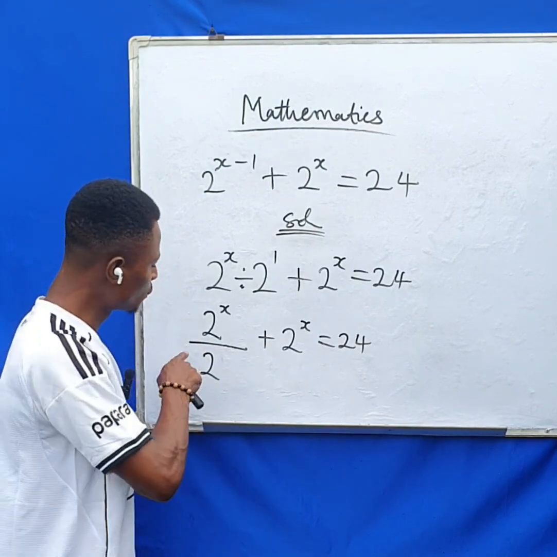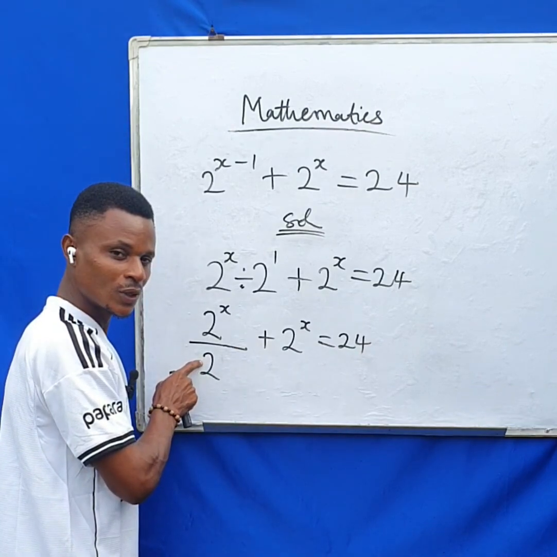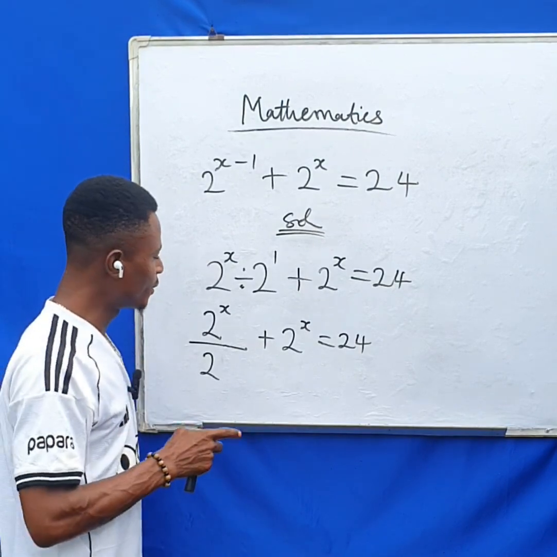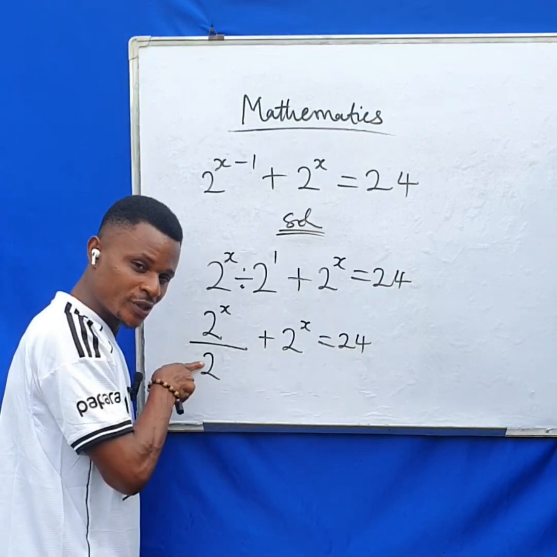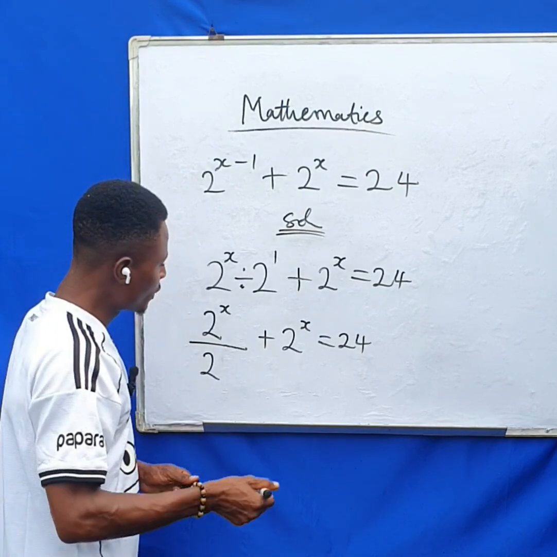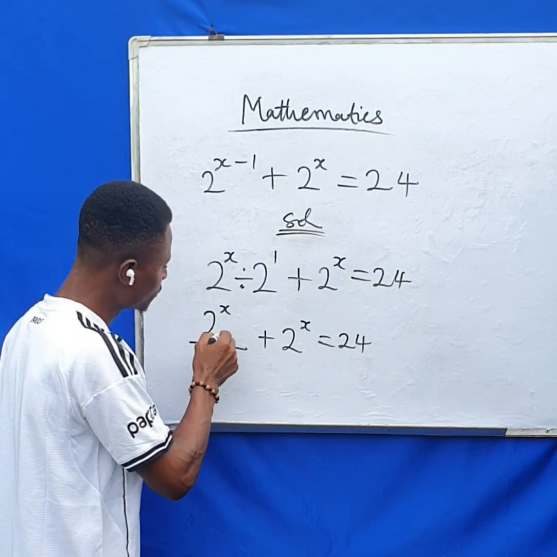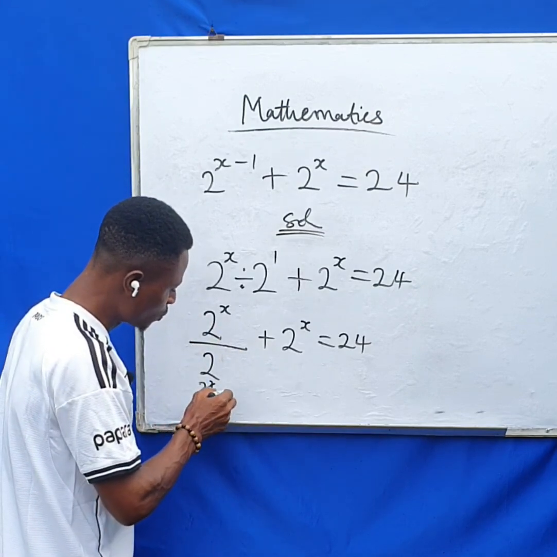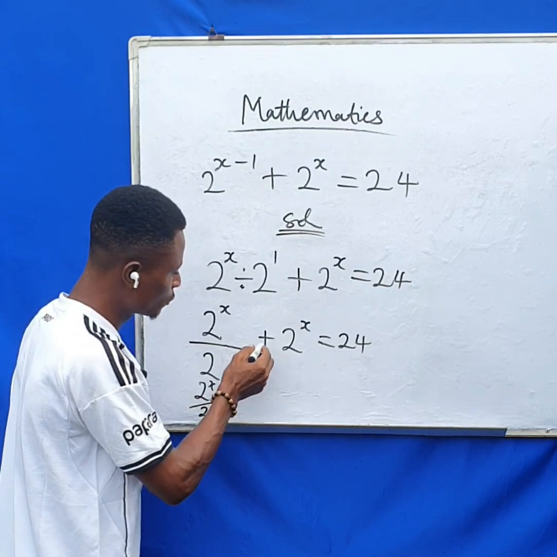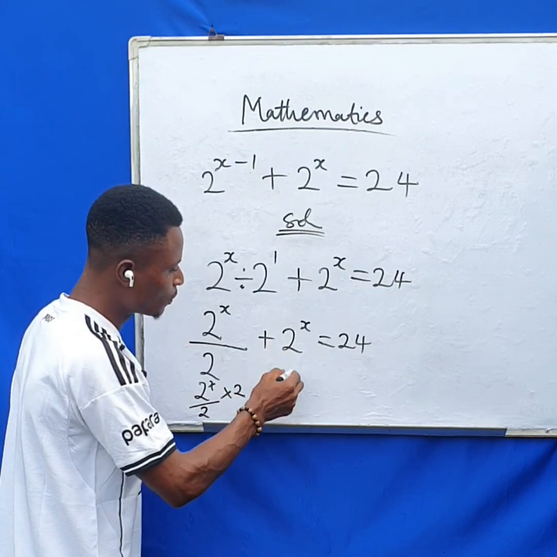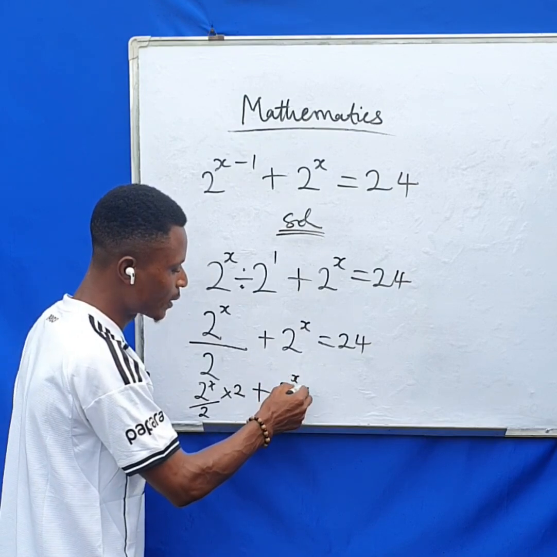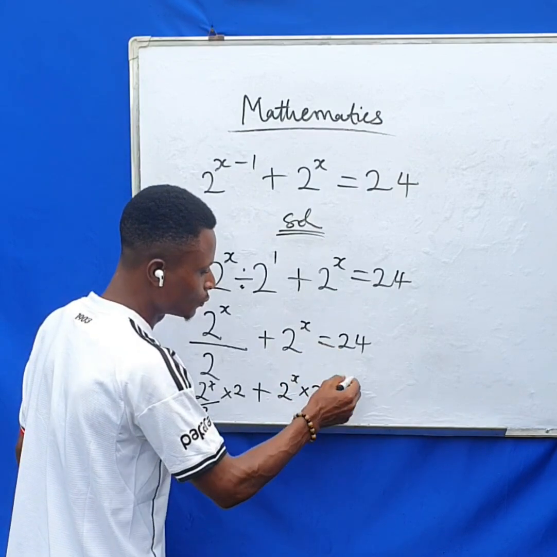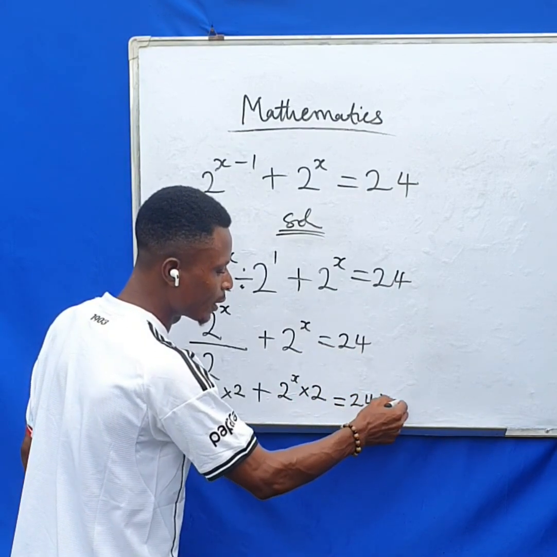So the next thing to do now is to clear out this fraction. And how do we clear out the fraction? We are going to do that by multiplying all through by 2, this 2 here. So that means we are going to multiply this first part, 2 raised to the power of x over this 2, by 2. Then plus 2 raised to the power of x, we multiply that by 2. Remember, we are multiplying all through by this 2. Then equal to this 24. We still multiply that by 2.